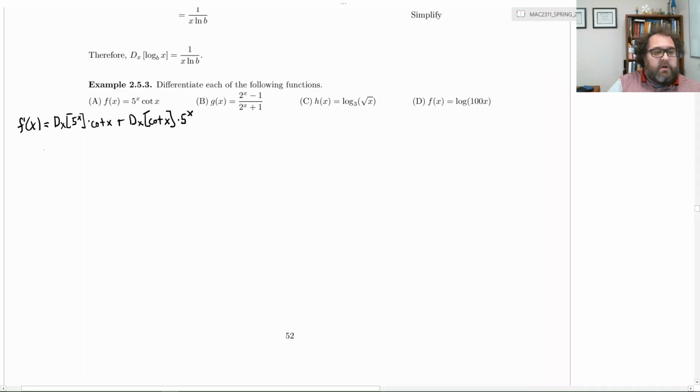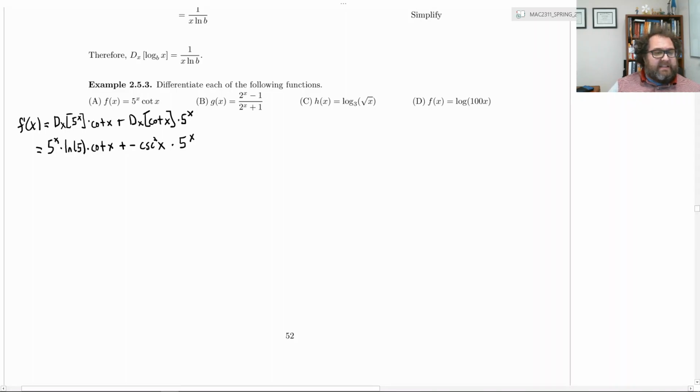Now what we're going to do is take those individual derivatives. What's the derivative of 5 to the x? Well, that's what we just talked about at the top of the page. The derivative is itself, 5 to the x, times natural log of 5, of course times the cotangent that was already there, plus, do you remember the derivative of cotangent? Maybe, maybe not. You better memorize it soon. The derivative of cotangent is negative cosecant squared, times the 5 to the x that was already there.